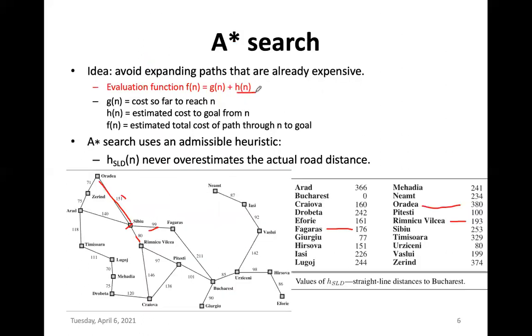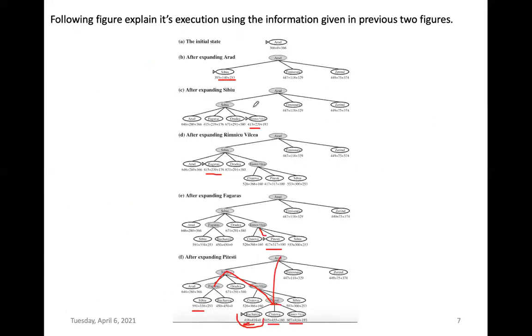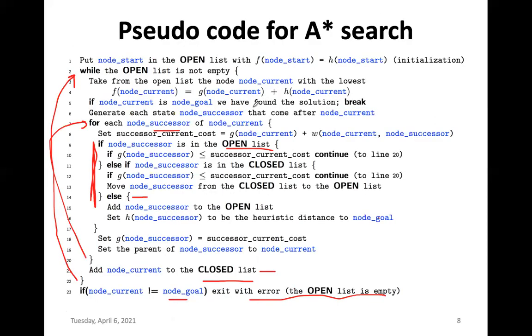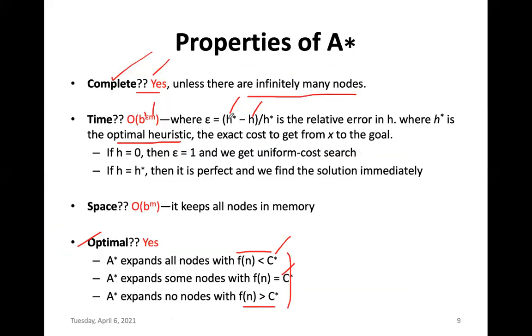This is h of n. The heuristic that you are following is h of n. But if your heuristic is not up to the optimal heuristic, and we are representing that heuristic function with h star, then you have to calculate some error between these two heuristic functions or heuristic measures.